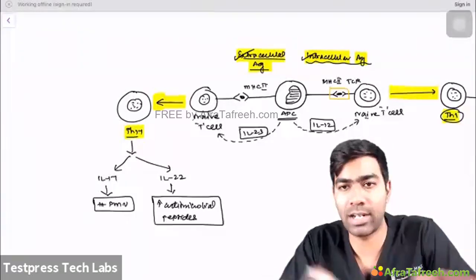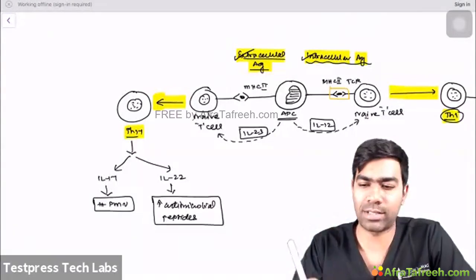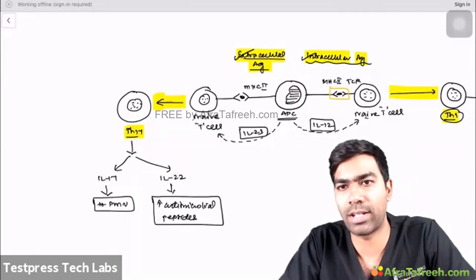And the same pathogen can elicit different types of response also. So you cannot really conclude that extracellular means it's only Th17 and intracellular means it's only Th1. You cannot conclude like that. That's wrong.